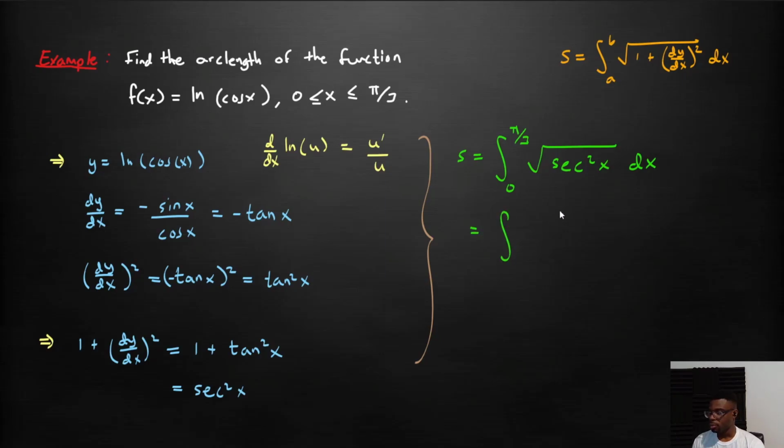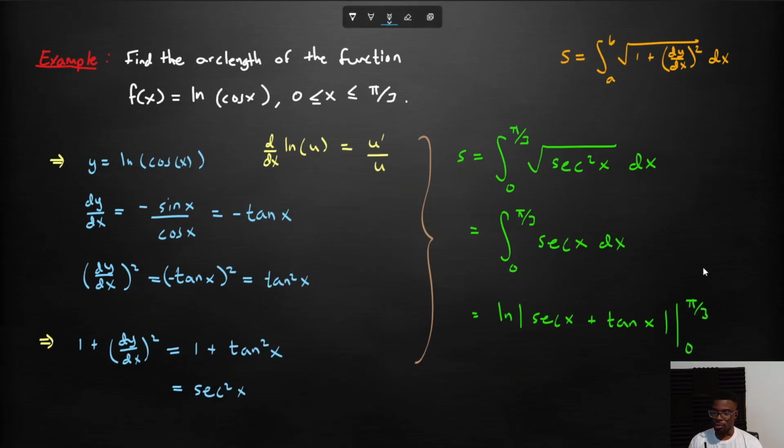So if we take the square root of secant squared, we just get secant. So we have the integral of secant x dx. And the integral of secant is the natural log of the absolute value of secant of x plus tangent of x. And we're going to integrate this from 0 to pi over 3. So this means that we need to evaluate this natural log function at pi over 3, then subtract the evaluation at 0.